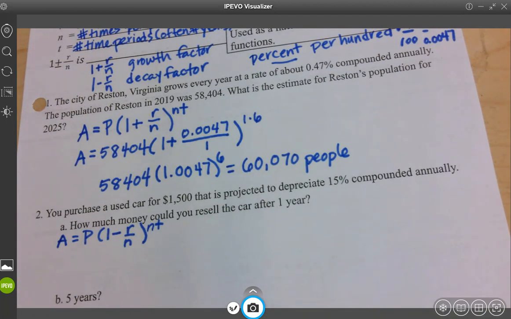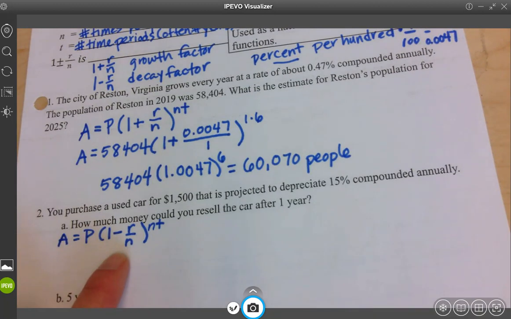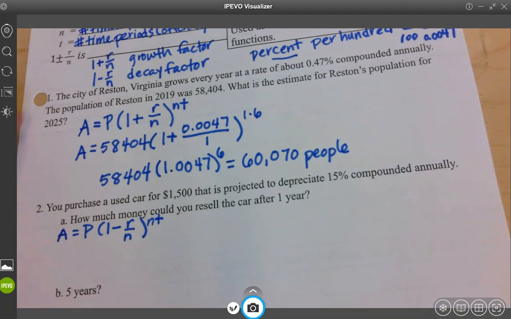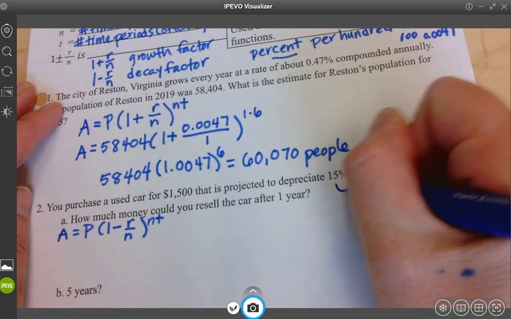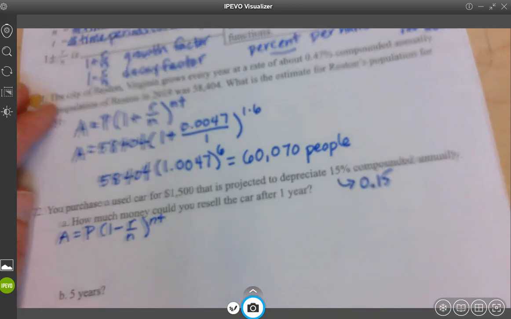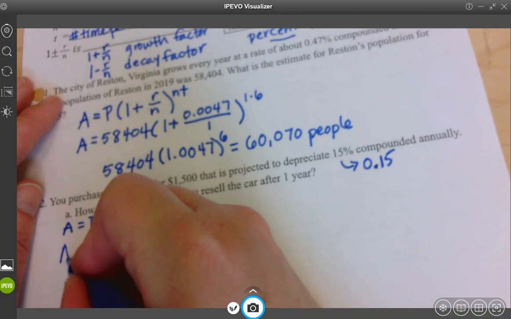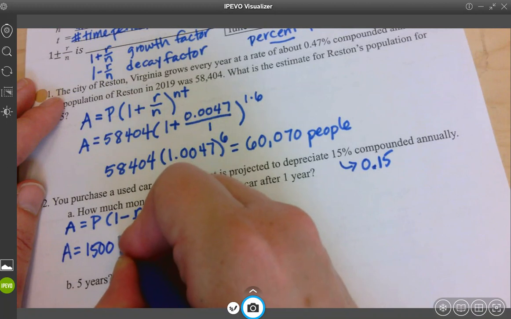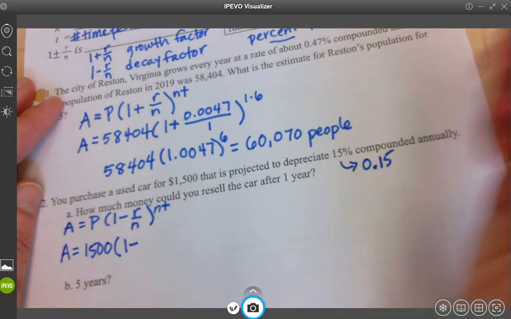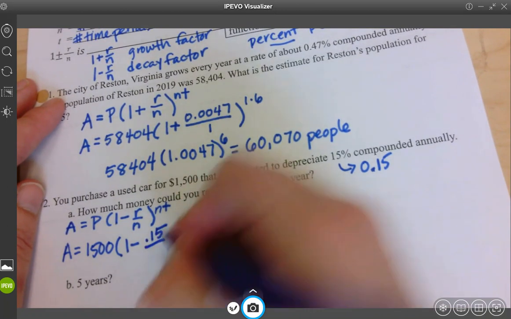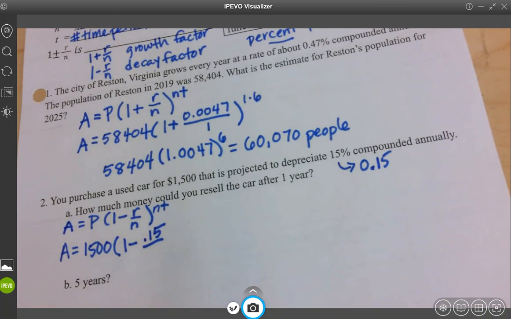I saw some really good working together, but I want to make sure that we all realize that when the car depreciates, it goes down in value, so you should have the minus here, okay? Check and make sure you've got the minus. 15% is 0.15. Make sure you've done that conversion. And then we're trying to find the end amount. If your principal is 1,500, 1 minus 0.15 over, what's n? 1, because it's compounded in 1 year.